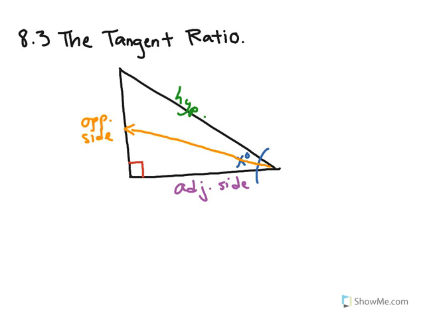Now, the way that the tangent ratio works is tangent says this, and its abbreviation is TAN, like you're going tanning. I would say tangent of whatever degree measure that I have is equal to the opposite side divided by the adjacent side.